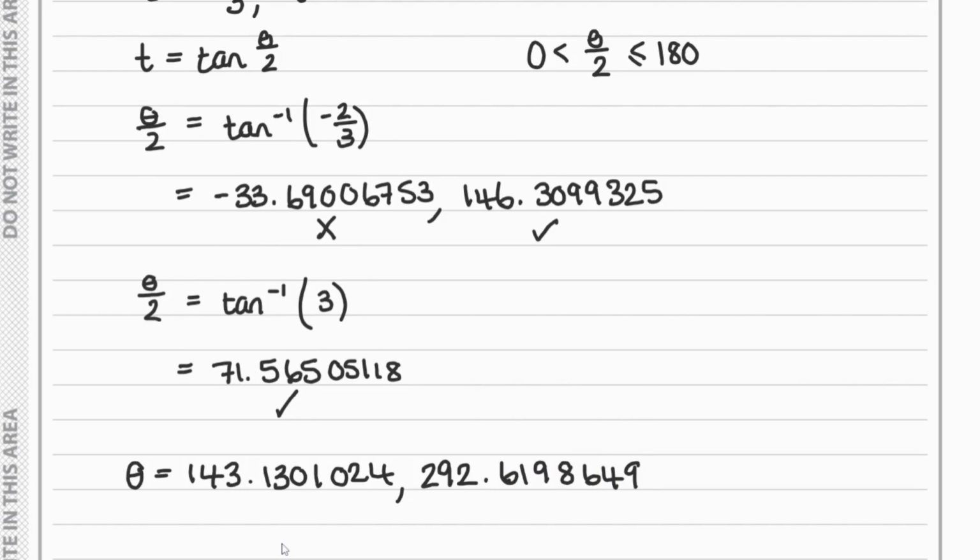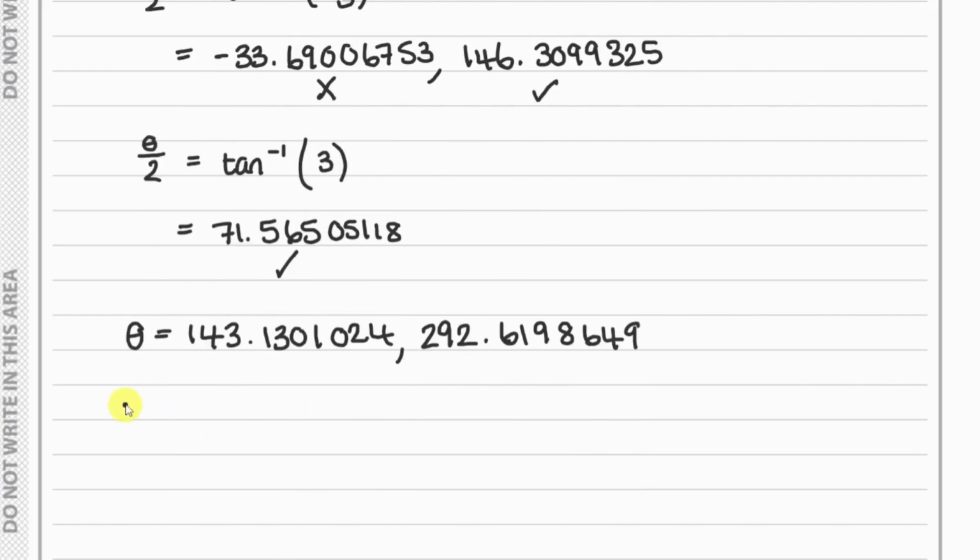Now, it did say in the question right at the end, leave your answers to one decimal place, so I'm now going to round. So 143.1 degrees, or 292.6 degrees to one decimal place.